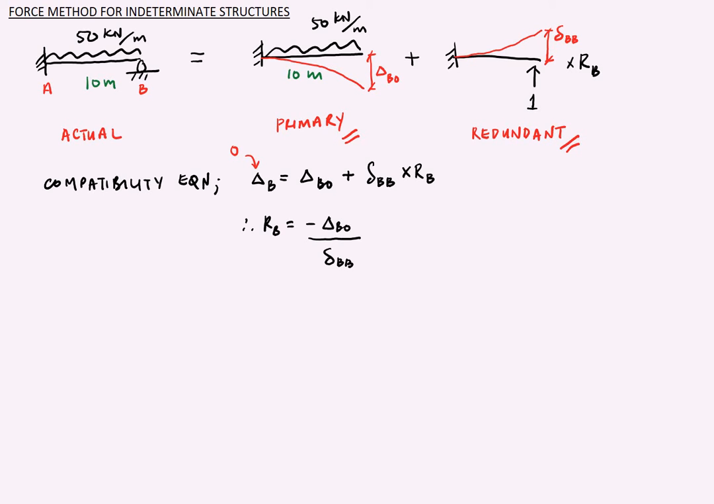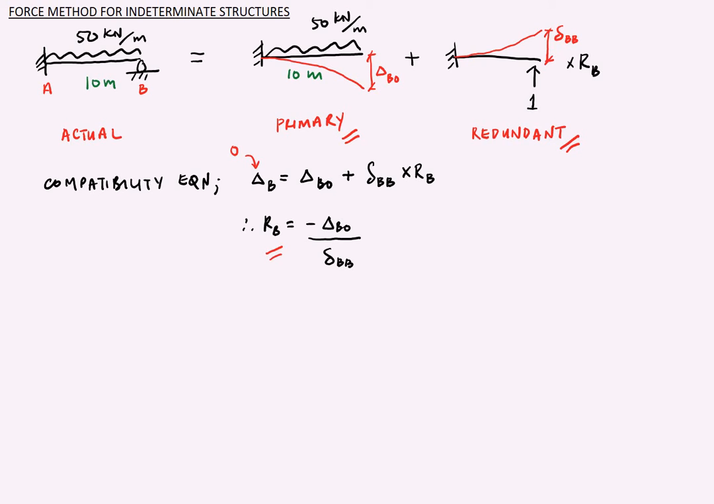Okay, and then we also developed a compatibility equation as shown here, and finally we find a relationship for support reaction at B, which is negative delta B naught divided by delta BB. So now we are going to continue to use virtual work method in order to find the displacement, and then plug it into the support reaction at B in order to find one of the unknowns.